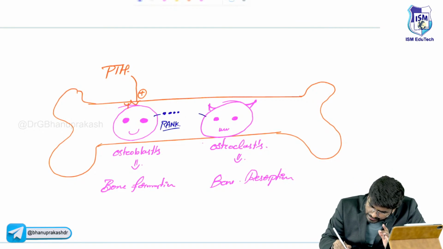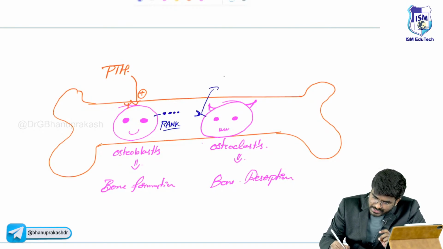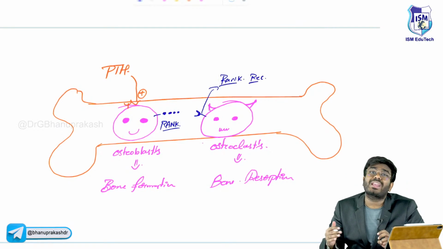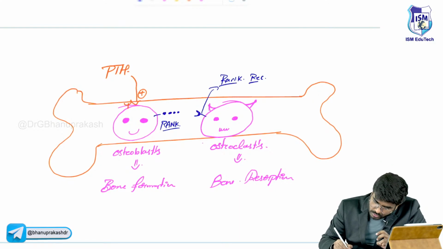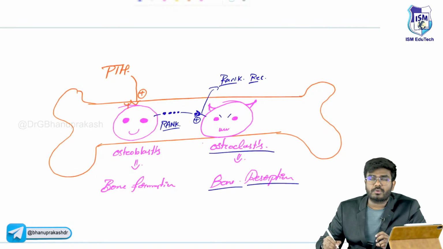Now this RANK will come and act on its RANK receptor. This is the RANK receptor, sir. Where is the RANK receptor present? The RANK receptor is present on the osteoclasts. So this RANK will activate the RANK receptor. Now the osteoclasts are activated, and the activated osteoclast will do the bone resorption.